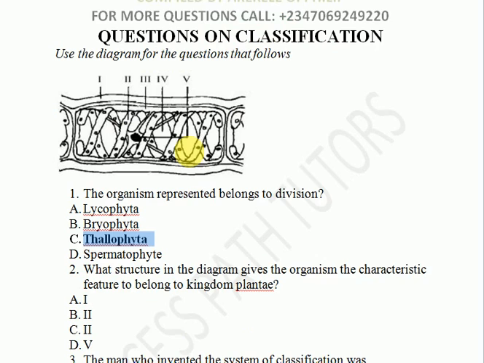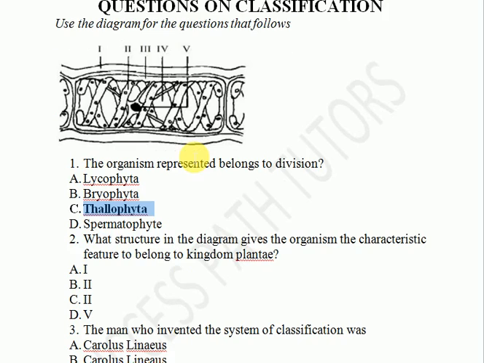Alright, what structure in the diagram gives the organism the characteristic feature to belong to kingdom Plantae? Wow. Because there's something that all examples of kingdom Plantae are meant to have, and that is chloroplast. And what's chloroplast in here? That's your 2. So that's going to be 2, because every organism in kingdom Plantae should have chloroplast. That's why they can photosynthesize.